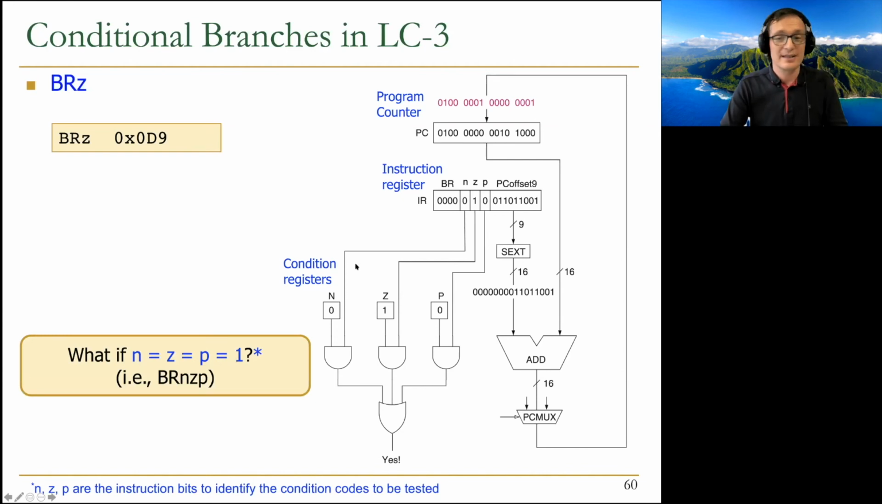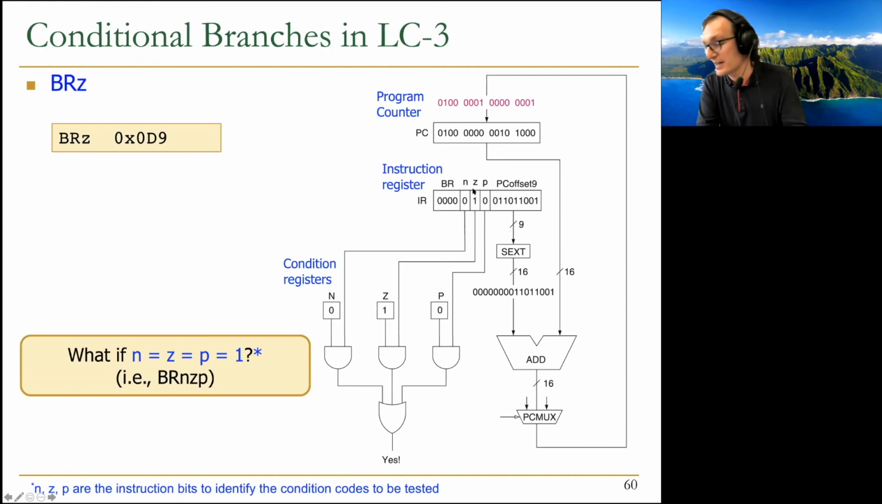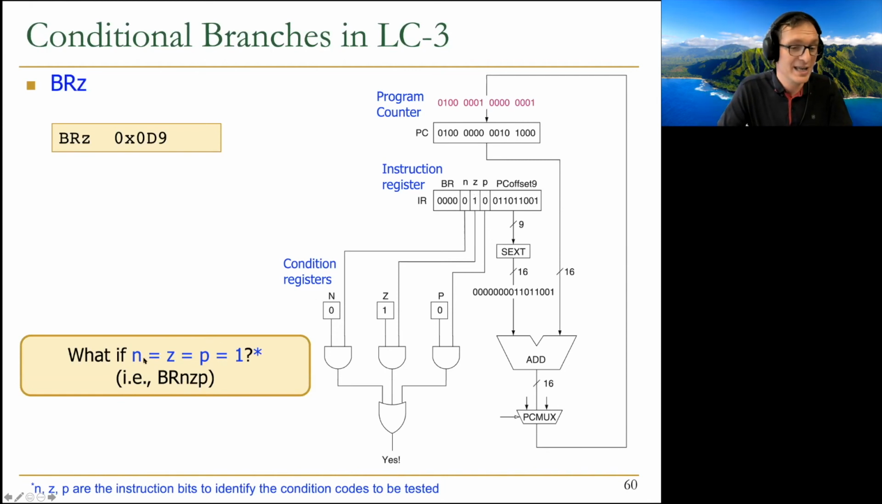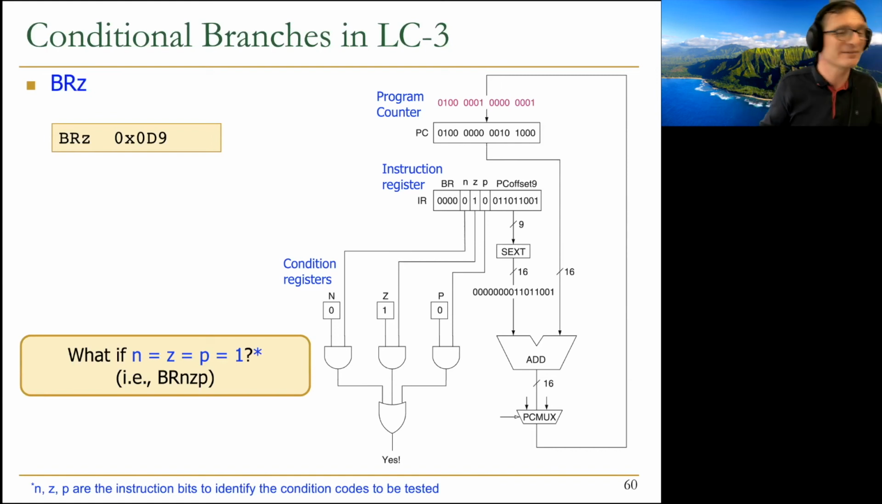Okay, so there are two cases over here that are kind of interesting. What if the bits in the instruction, N and Z and P, are all equal to 1, meaning you're testing all of the condition codes, meaning you have branch NZP? This means that you're unconditionally branching, because at any given time in the machine, exactly one of these condition codes is set. Whenever you write to a register, the condition codes are set, and the last write to the register must produce a value that's either negative, 0, or positive. There's no other way around it, basically.